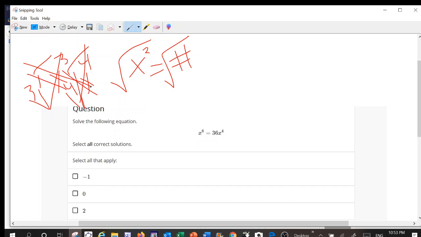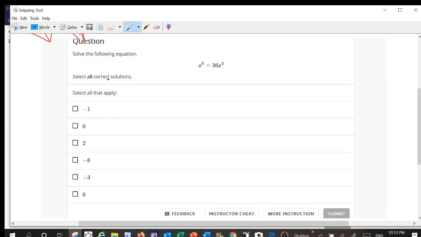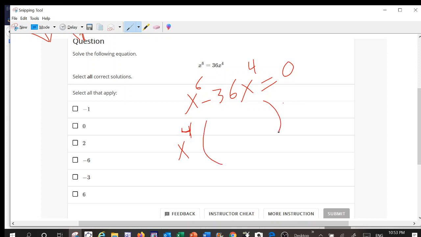Okay, now, how do we solve this? Well, we can move everything to one side, like this, and then see what they have in common. Looks like we can take x to the fourth out of it, and then what's x to the sixth divided by x to the fourth? Well, that would be x to the second, because that would be 6 minus 4. And what is 36?